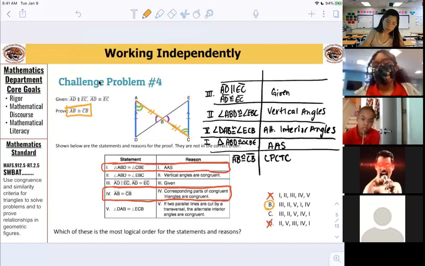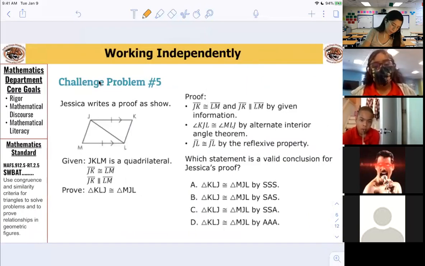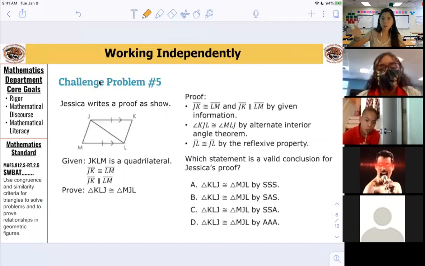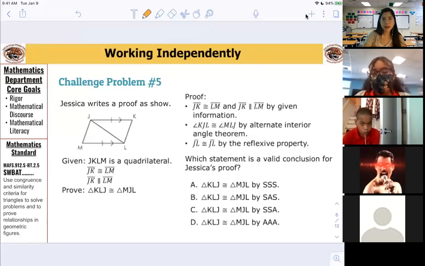Okay. Question number 5. So this one has a proof, but instead of being written in a column, they kind of did a bullet point proof, but it's still a proof. And now we're trying to figure out what is going to be the valid conclusion. So I'm going to put another poll. Go ahead and answer. Take about 1 minute.